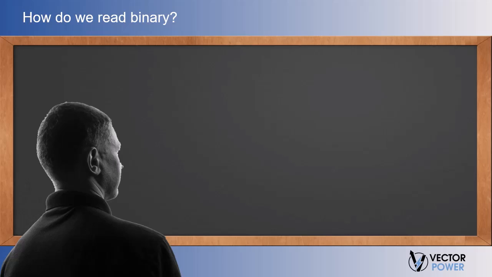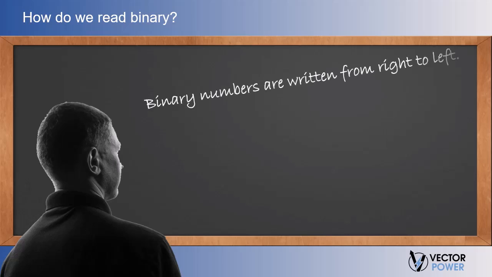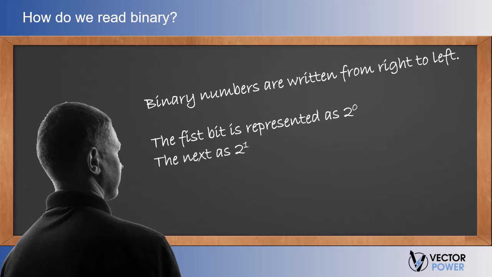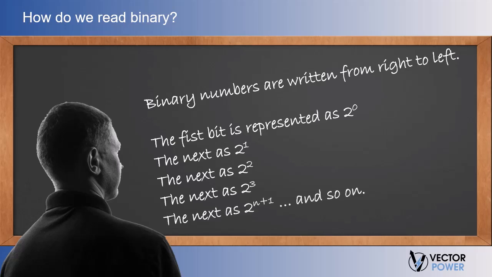Binary numbers are written from right to left. The first bit is represented as 2 to the power of 0. The next as 2 to the power of 1. The next as 2 to the power of 2. The next as 2 to the power of 3. The next as 2 to the power of n plus 1, and so on.